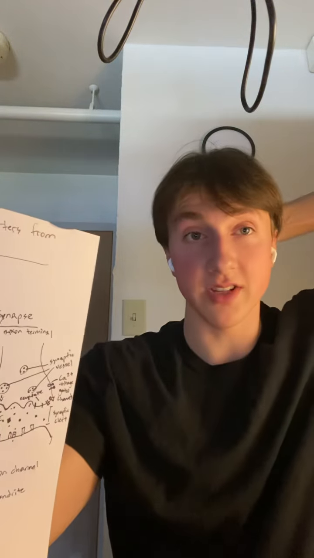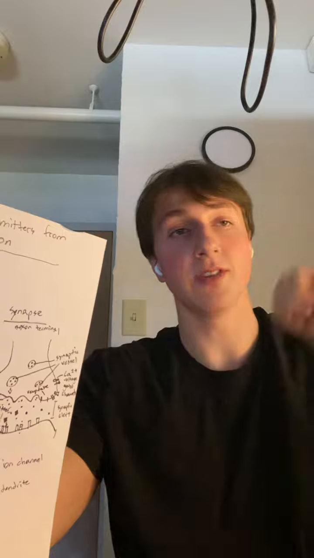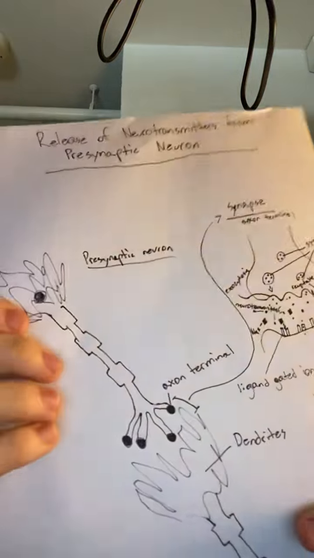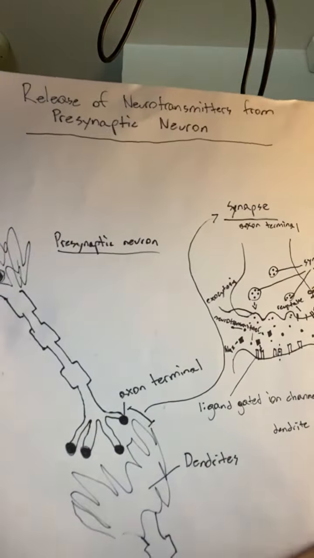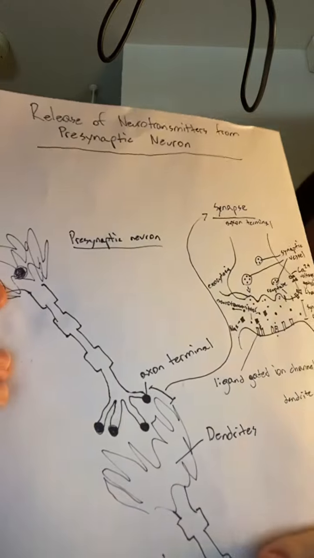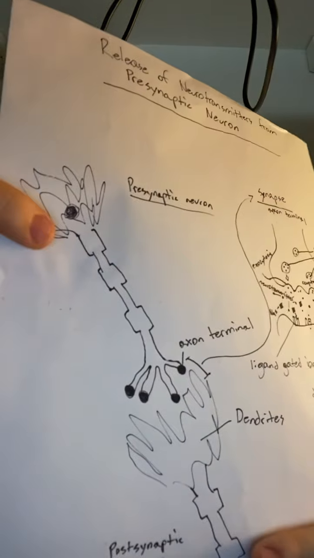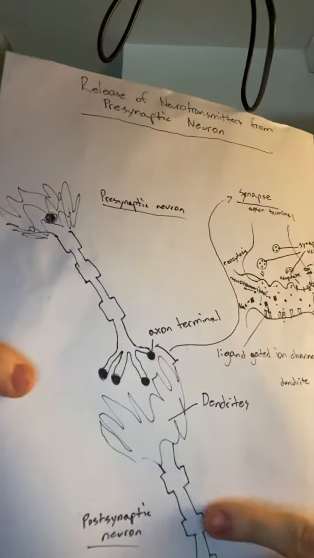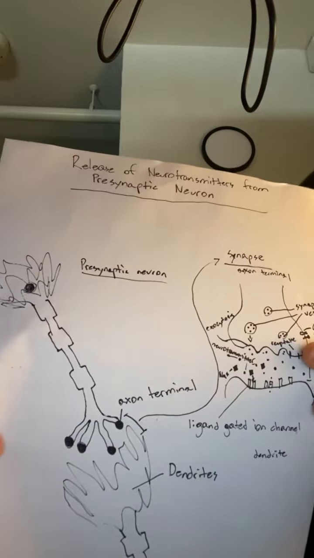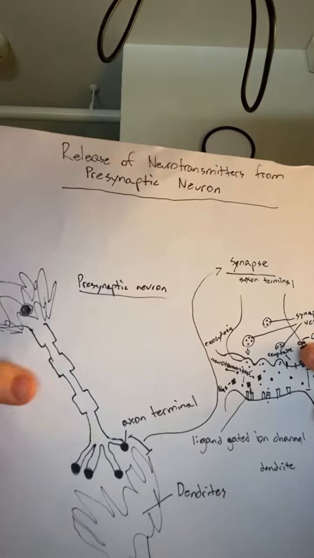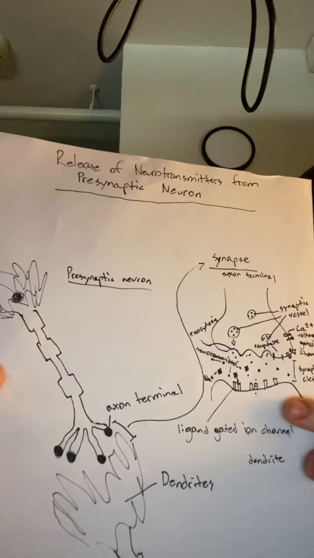Okay, in this video I will talk about the release of neurotransmitters from the presynaptic neuron during synapse. Here is the picture I made of a synapse between two neuron cells. This is the presynaptic cell, and this is the postsynaptic cell. And this is a close-up of the axon terminal of the presynaptic cell and the dendrite of the postsynaptic cell.